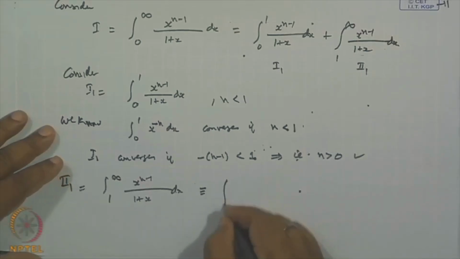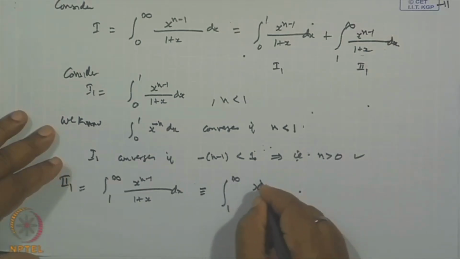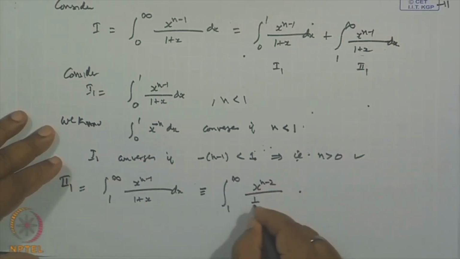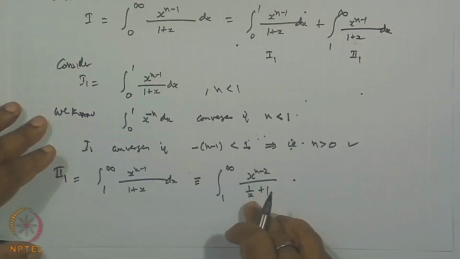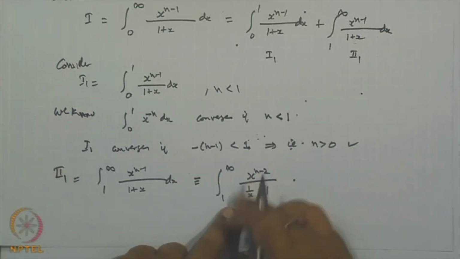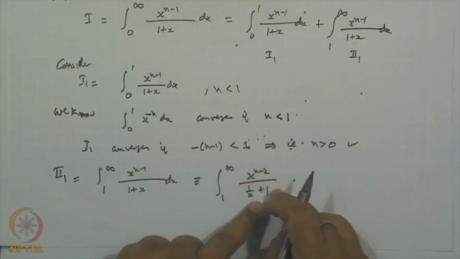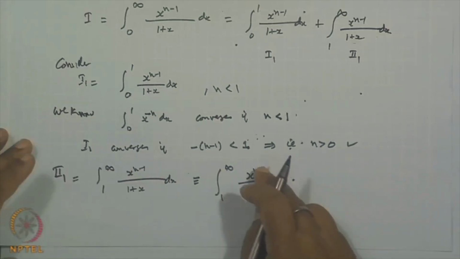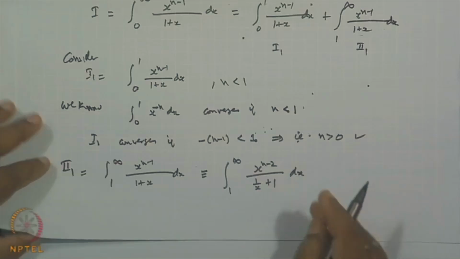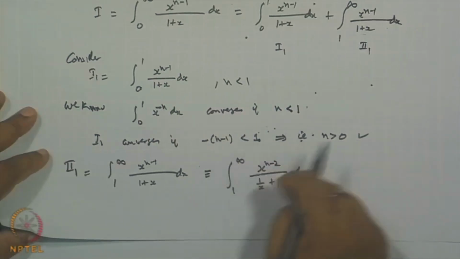So what we do is take the integral from 1 to infinity of x to the power n minus 2, times 1 by x plus 1. So when x tends to infinity, this denominator will not create the problem. This is 0 and this will be 1 only. So now you are getting this part.